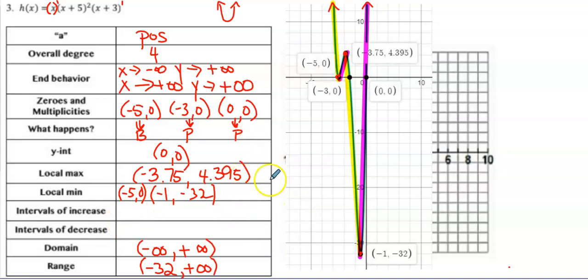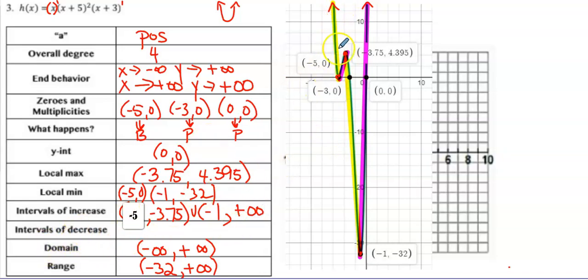Increase. Those are the purple lines, and I made a mistake here and put negative 3. I should have put negative 5 because I just looked at that point incorrectly. And negative 1 to positive infinity. All right, and then decrease is the yellow.